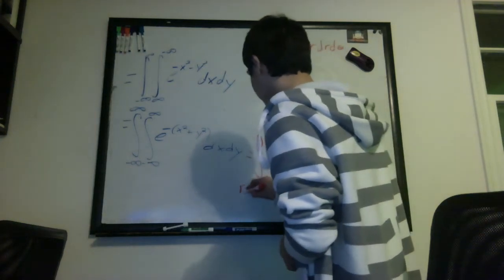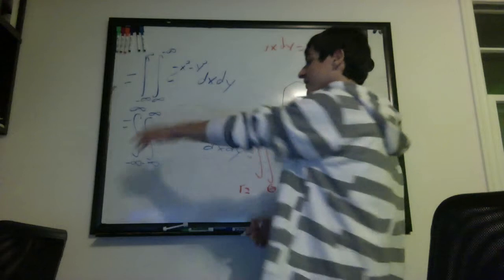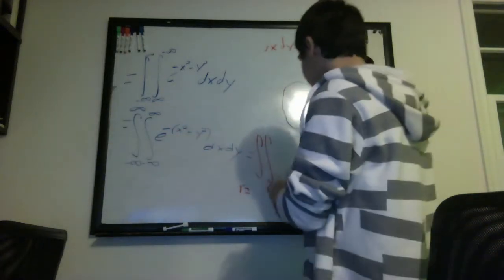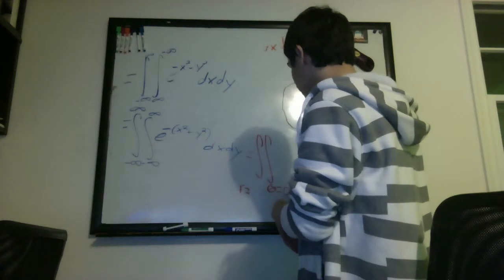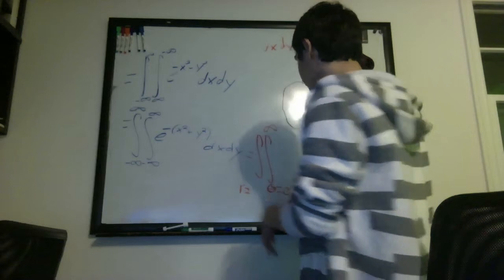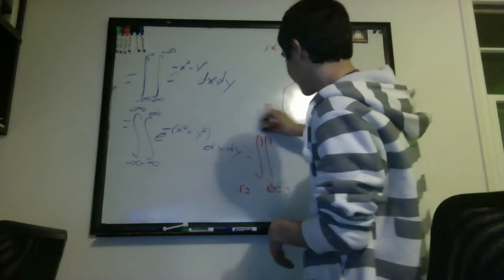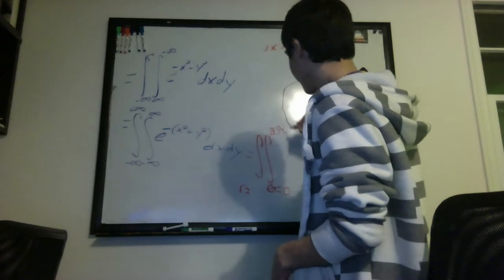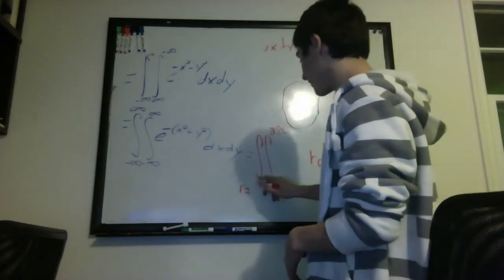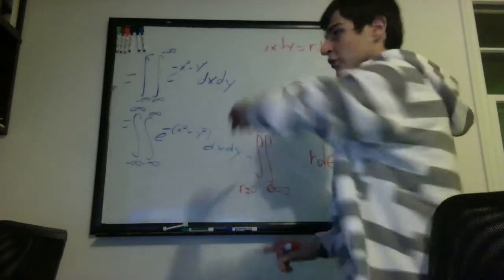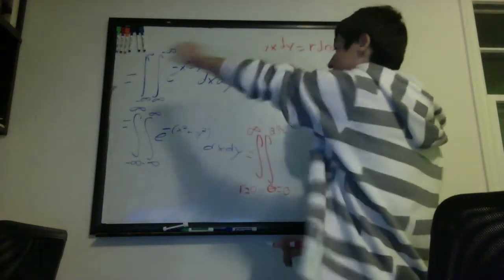Now, if we want to cover the whole plane, because here we're covering the whole xy plane, theta goes from 0 to, well, no, that doesn't make sense. Theta goes from 0 to 2 pi. I'm sorry about that. And r goes from 0 to infinity. So you're going around the whole circle, every length.